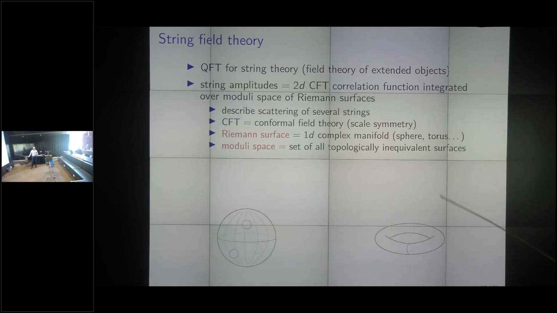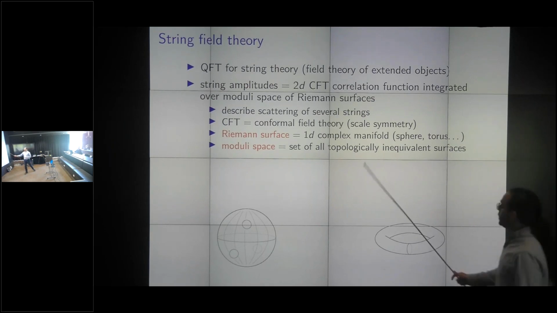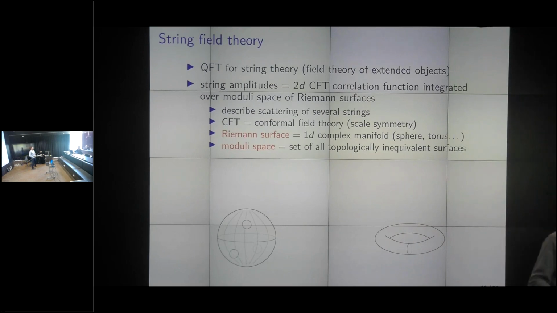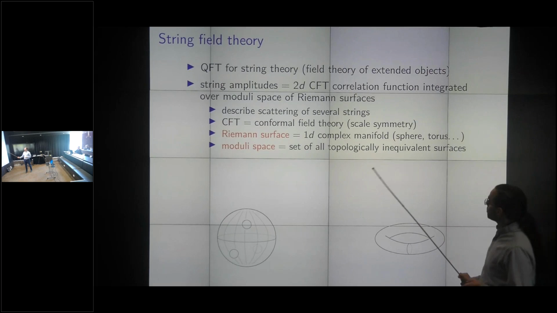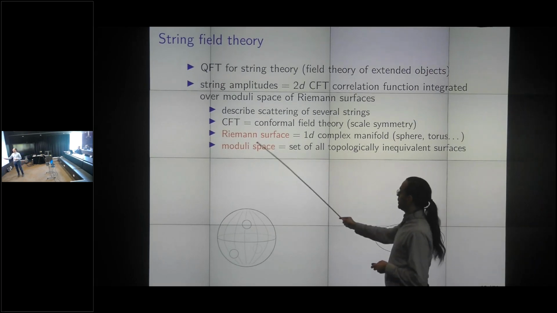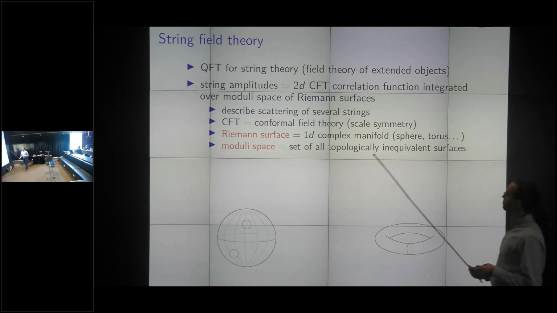Here it's a lot of technical words. I don't want you to remember all of them. The main point is that a string amplitude, which is like the probability for strings to interact with each other, is described by a lot of data. But the main point I want to say is that you need information about Riemann surfaces and their moduli space.